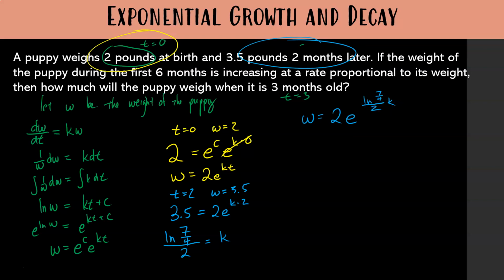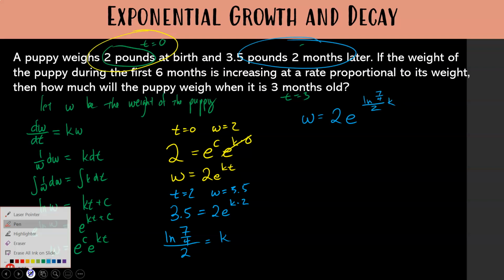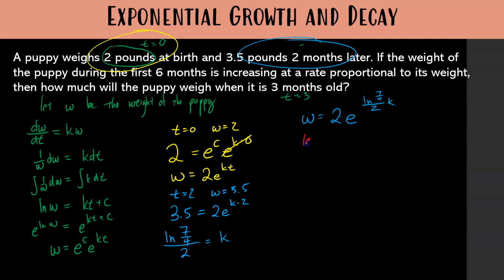How much will the puppy weigh when it is 3 months old? So that's time equals 3. Super ugly. Let me try that again. Natural log of 7/4 over 2 times the, I write k? Should be a blue t. This time should be 3. And again, punch that in. Write out your answer. I'm not going to waste time. I know you folks know how to use your calculators.